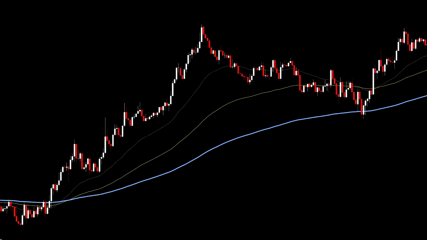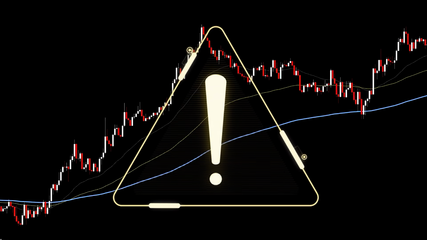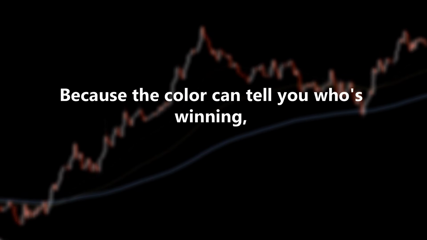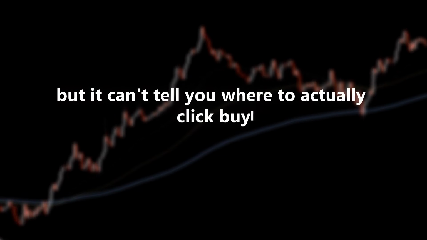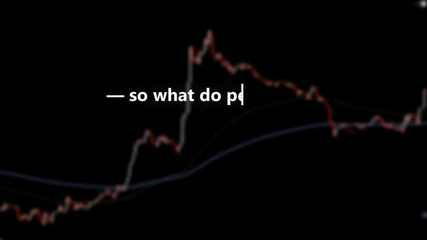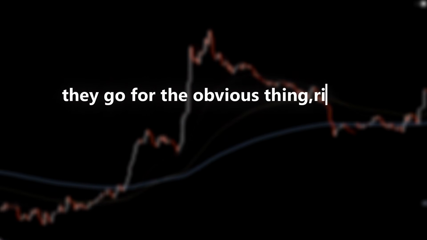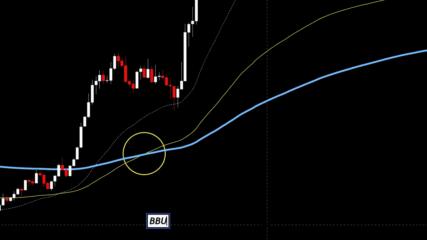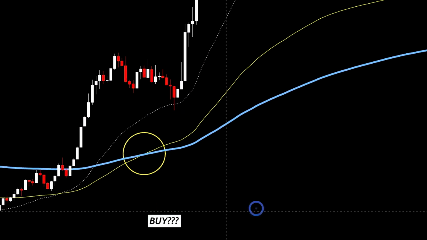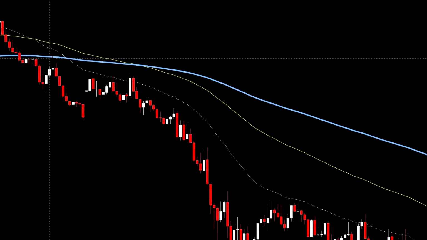But here's the thing nobody tells you about this tool. Let's just wait a second and look at these lines. On its own, it's not enough, because the color can tell you who's winning, but it can't tell you where to actually click buy. So what do people do? They go for the obvious thing, right? Line crosses up, buy. Line crosses down, sell.